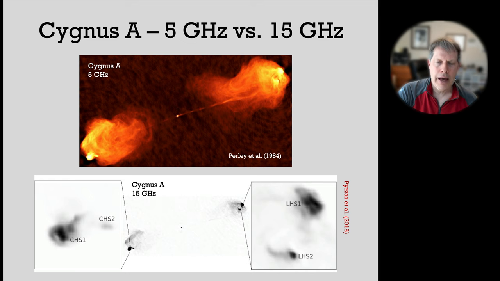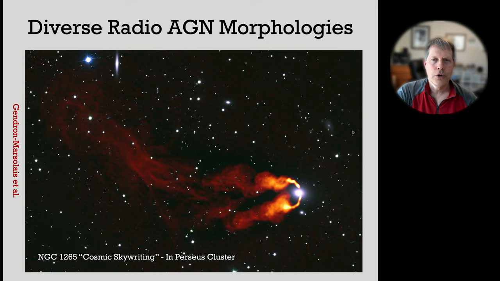So now what I'd like to do is to show you some beautiful images, giving you just examples of the morphologies we observe from these radio AGNs. This is another very famous example. This is NGC 1265, which is an active galaxy producing relativistic jets that lives in the Perseus cluster.